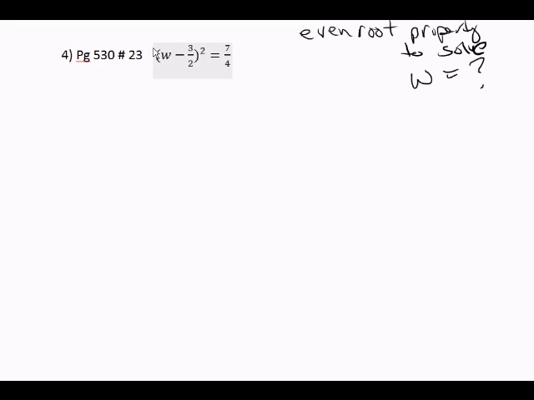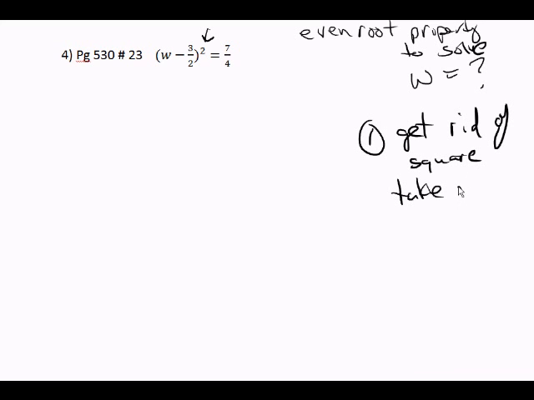I think this is going to be an easy question. I say that. Can somebody tell me, this is W minus 3 over 2 raised to the 2nd power. What's the opposite of squaring something? Exactly. So step 1, get rid of square by taking the square root. We're going to take the square root of both sides. Square roots and squares cancel each other out.